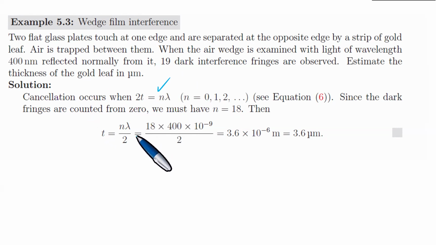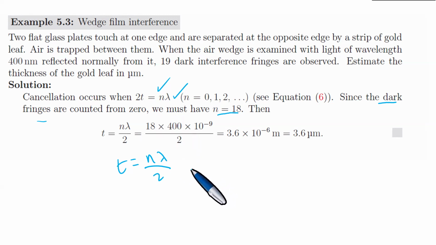Now let's discuss the idea of cancellation in the wedge film interference. Whenever 2t equals n lambda, n is 0, 1, 2, as in equation 6. Since we are looking for the dark fringes, which are counted from 0, we must have n equals 18. Then t equals n lambda divided by 2, since cancellation occurs when 2t equals n lambda. So n becomes 18, and lambda is 400 times 10 to the minus 9, and you divide everything by 2 according to the cancellation.